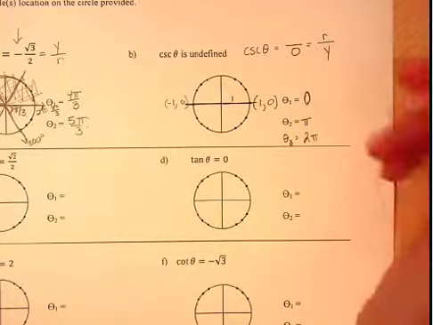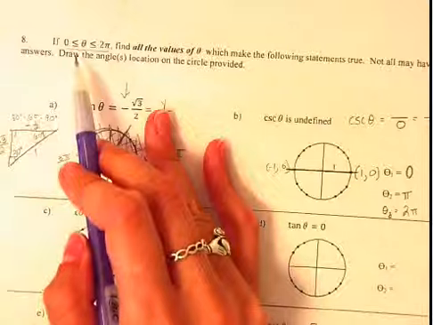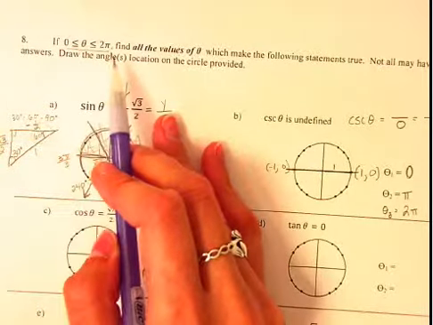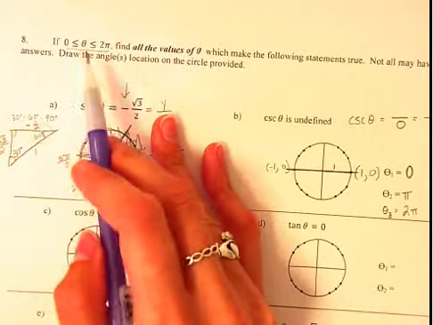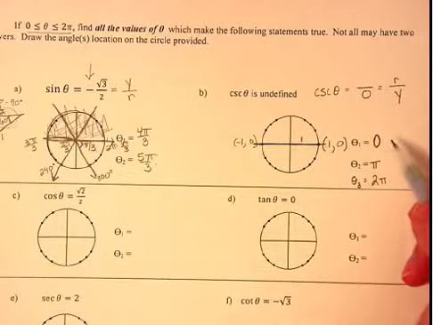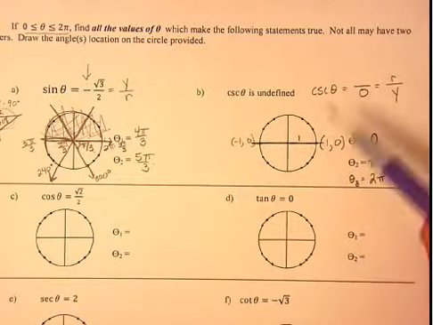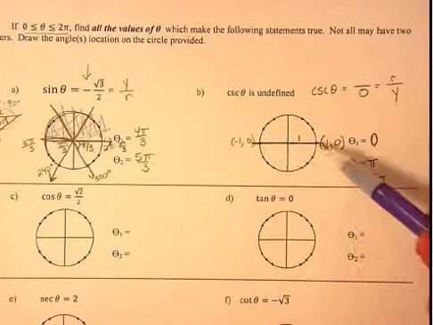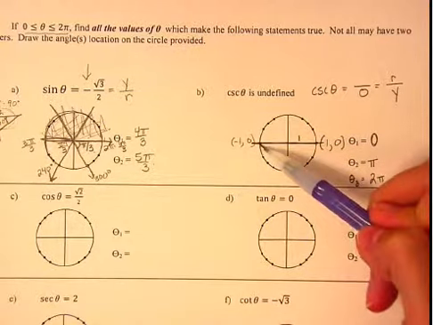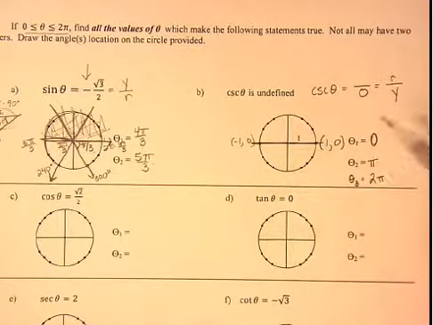Now on your test, you won't have the option of choosing 2 of 3. Your inequalities up here will be more specific, saying not 0, but including 2 pi, or including 0, but not 2 pi. So just be careful when you're working on those. So cosecant is undefined when y is 0. Y is 0 on the x-axis. That's at 0, and pi, and also 2 pi. And I will continue problem 8 in the next video.